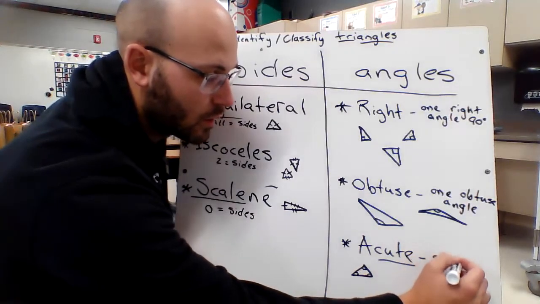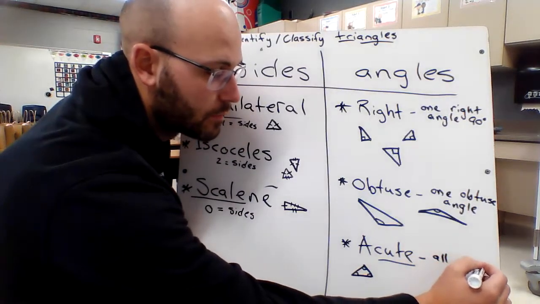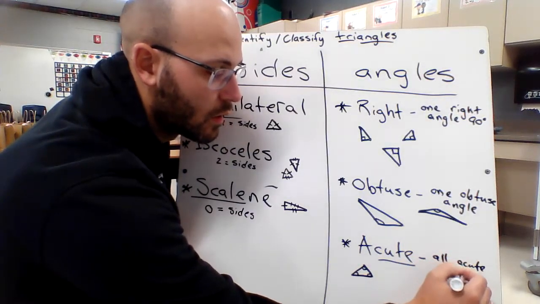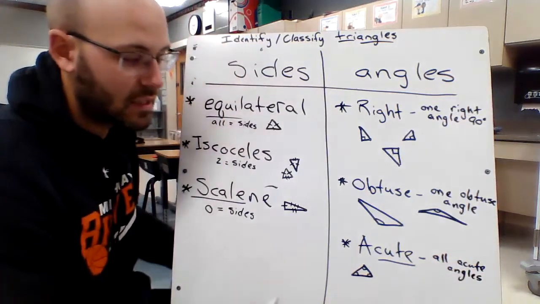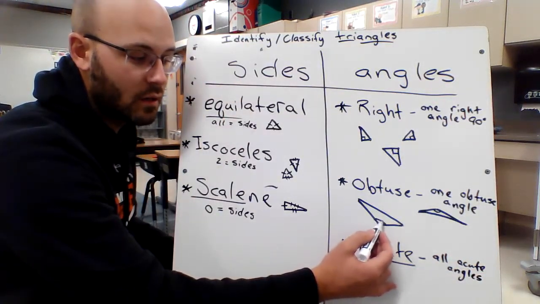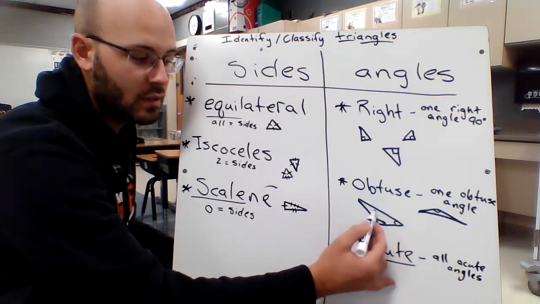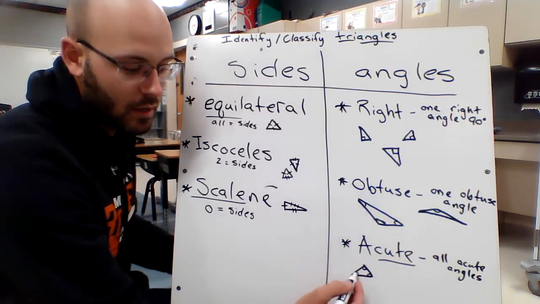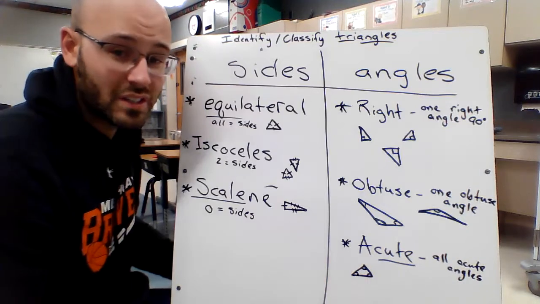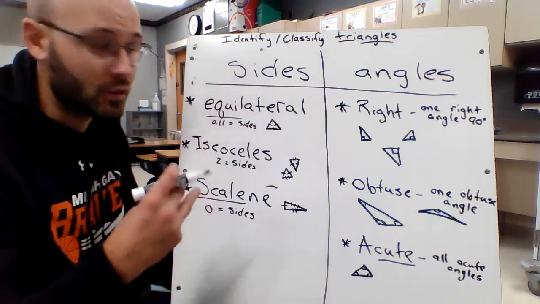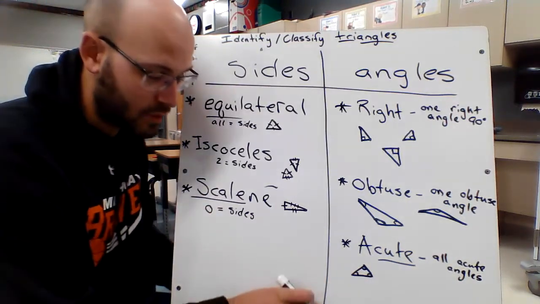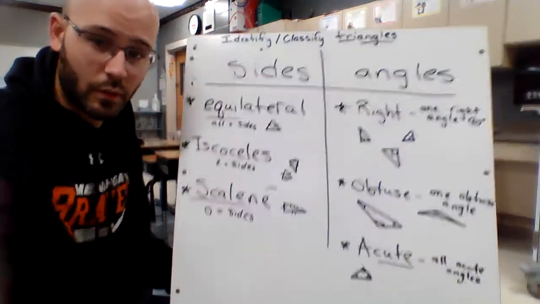All acute angles on the interior. And when I say interior, I'm talking about the inside of the shape. This is an interior angle. Here's an interior angle. Here's an interior angle. Here's an interior. Here's an interior. The ones on the inside of the triangle. So sometimes I'll give you just a few examples. Maybe I'll do it right down here.